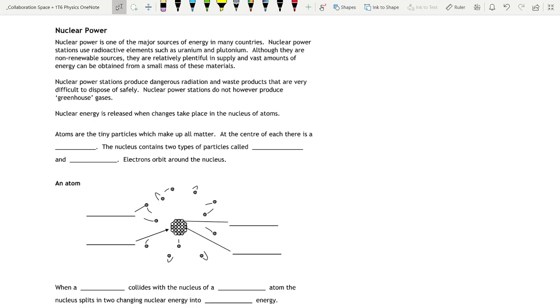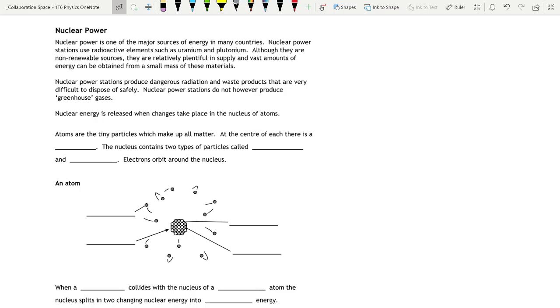Okay, so I know a lot of you are interested in this part. This is nuclear power. I know we were talking about nuclear power quite a lot at the start of this topic. So nuclear power is one of the major sources of energy in many countries, and it's becoming more and more popular. Nuclear power stations use radioactive elements such as uranium and plutonium.